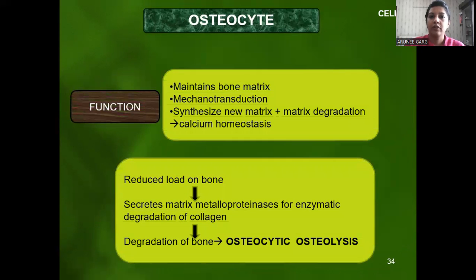Osteocyte. The function of osteocyte is to maintain the bone matrix. Mechanotransduction, synthesize new matrix plus matrix degradation, which helps in calcium homeostasis. They reduce the load on the bone, secrete matrix metalloproteinases for enzymatic degradation of the collagen. And thus the degradation of the bone takes place, and this is called osteocytic osteolysis.